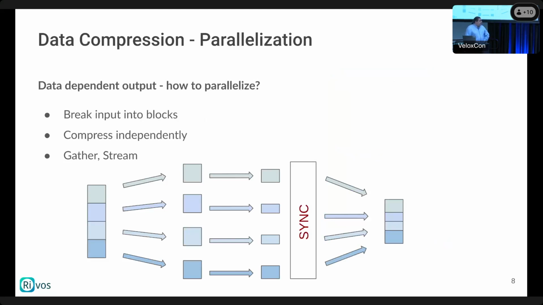The initial step is to break the input up into blocks. Generally, the data compression algorithm will have some means of doing that. For Snappy, LZ4, that family, there is a native block size, and the spec guarantees that you won't reference data outside of that block, which means you can encode blocks in parallel, independently of each other, and then gather the results. For the more complex algorithms, there is generally a framing format that you can use to the same effect.